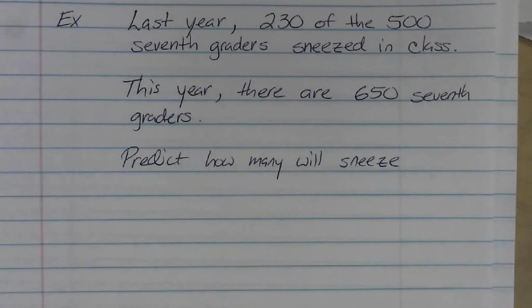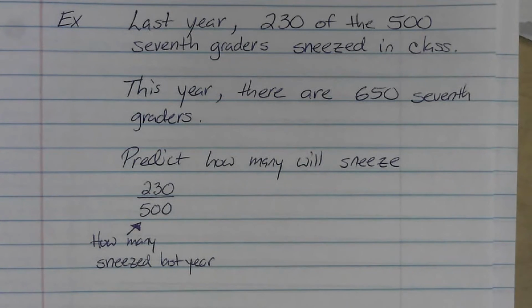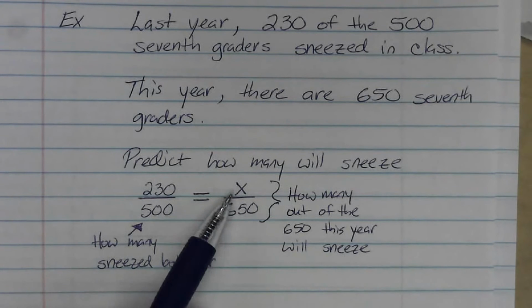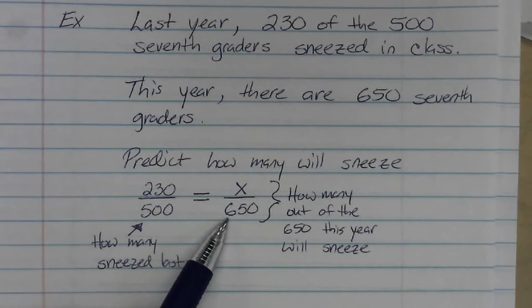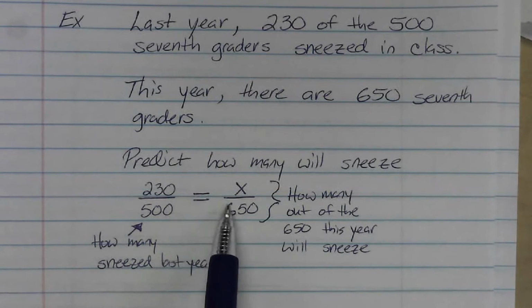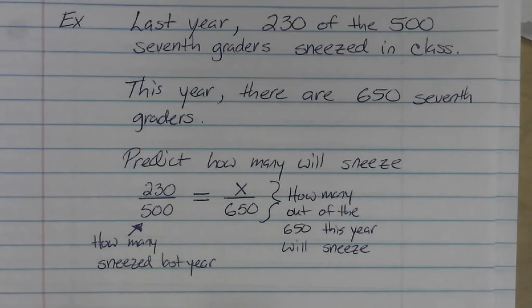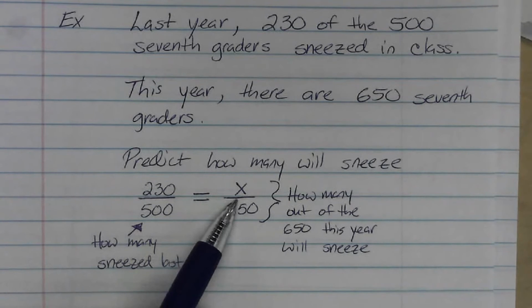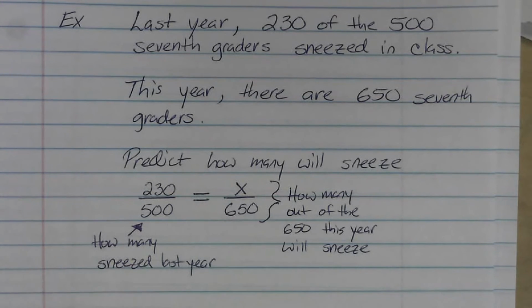Well, let's take a look. What we know from last year is 230 out of the 500 sneezed last year. What we want to know is how many out of the 650 we have this year will sneeze. What we're going to do is we're going to write these two ratios so that they're equal, and we're going to use cross products to solve for x, to solve for how many out of the 650 will sneeze.